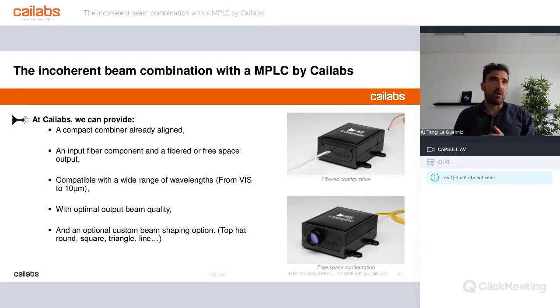So at Cailabs, we can provide a compact combiner already aligned inside a box that you can see on the two pictures on the right side, an input fiber component and a fibered or free space output, compatible with a wide range of wavelengths from the visible to 10 micrometers, with optimal output beam quality and an optional custom beam shaping option. It can be at the output a top hat round, a square, triangle, line, star, or donut. And this additional function, yes, can be implemented at the output of our system.